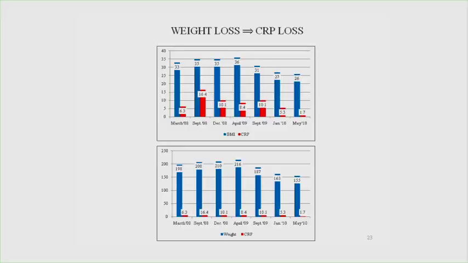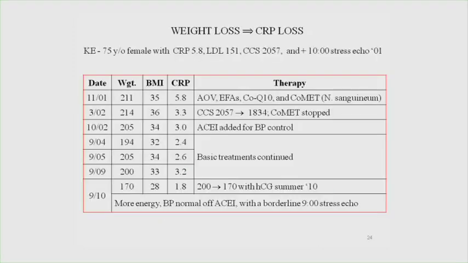Here we contrast her body mass index with CRP, or her weight with CRP. It tracks quite nicely. Another patient, Kay, is a 75-year-old woman who presented to me 10 years ago when she was 65, high CRP, high LDL. Her coronary calcium score was over 2,000. Now, normal is 0. Mine is 0. 2,000 is really high. We did a stress cycle. It was abnormal. I felt she had coronary disease.